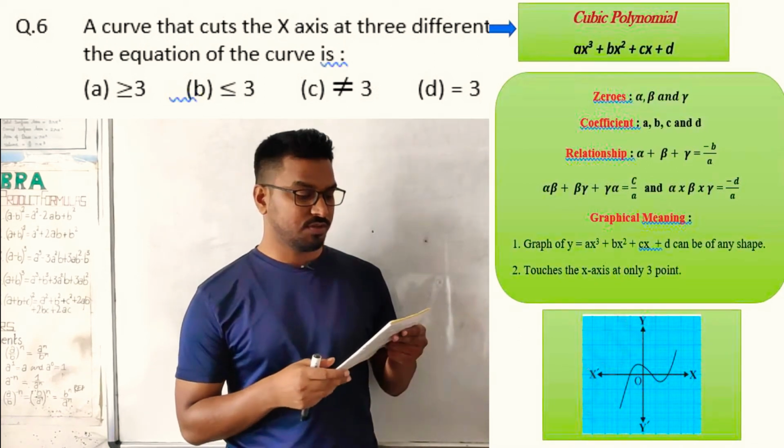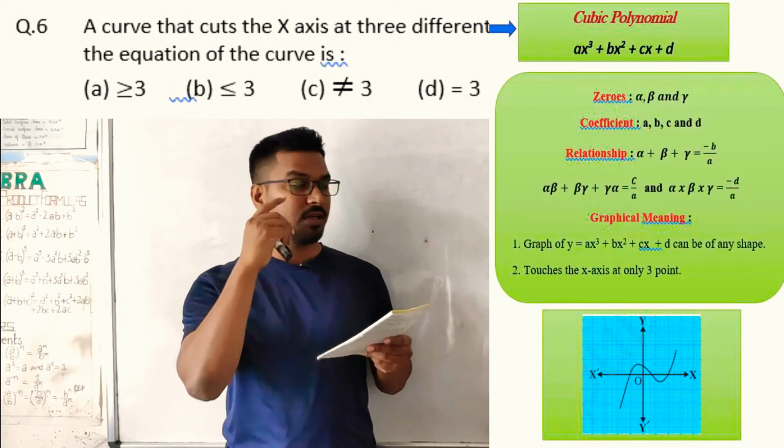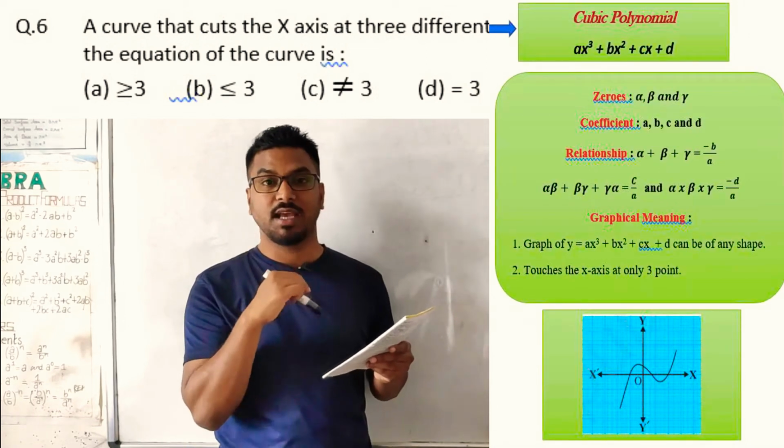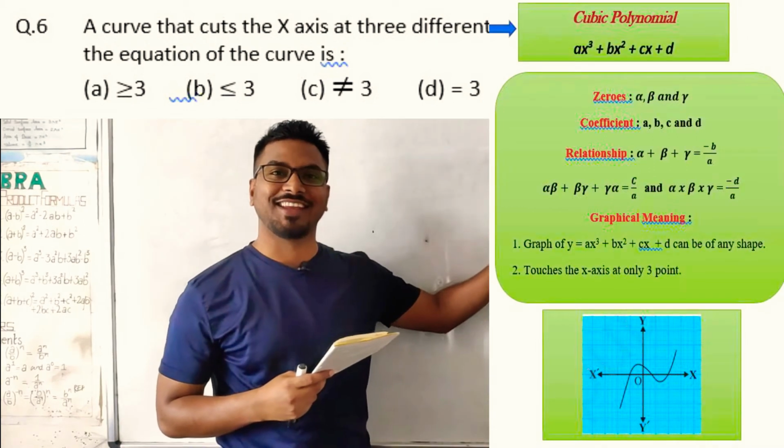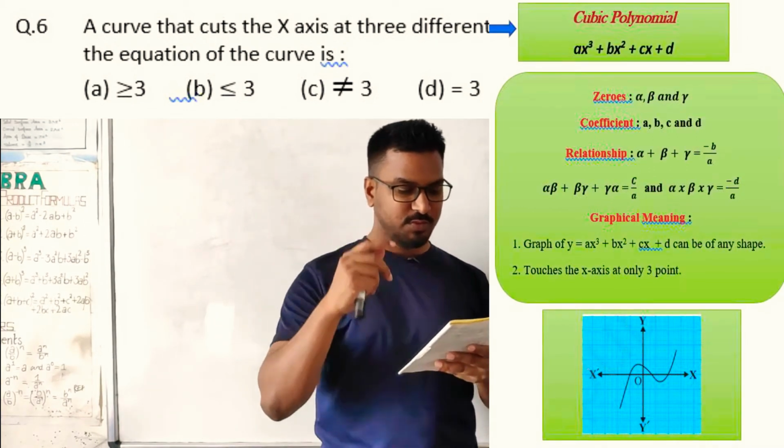Okay, because whenever a curve cuts the x-axis at 3 different points, then the degree will always be 3. Okay, we'll move to the next question.